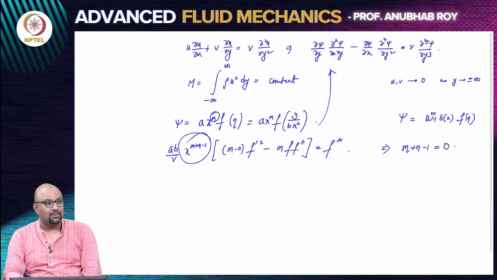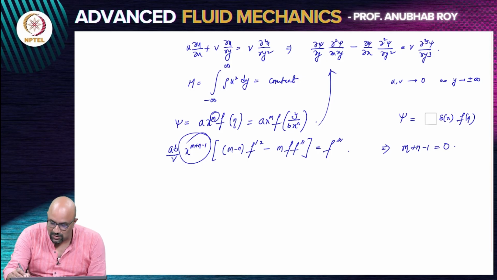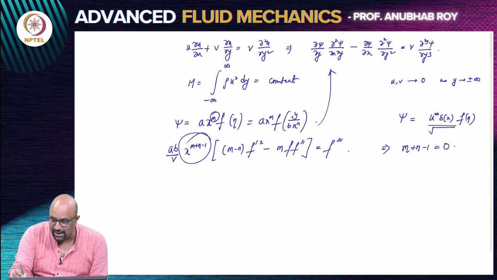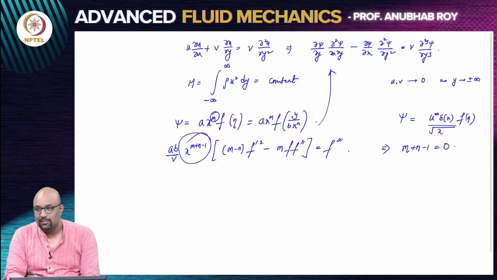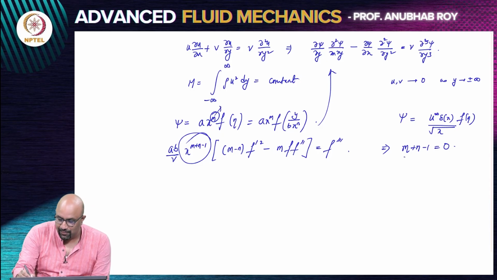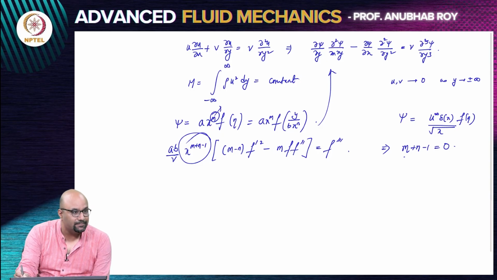M was half. In Blasius, because this was u in the Blasius problem for a flat plate, it was u infinity delta of x, which means this actually went as root x times some constants, correct? So, in the Blasius problem, your stream function was a function of the similarity variable times square root of x. So, now if you use m equals half, you can see n will turn out to be half, which is basically what we already know from Blasius.